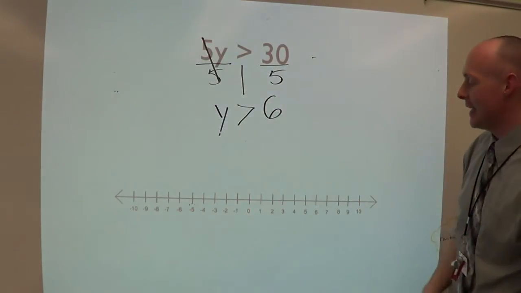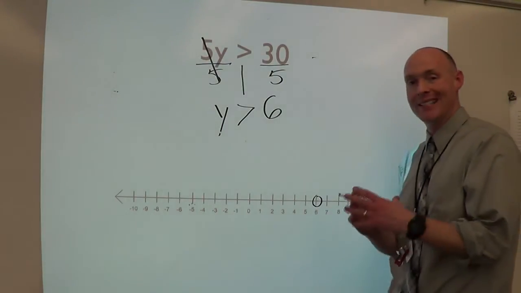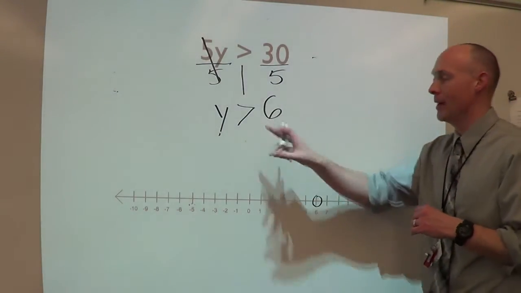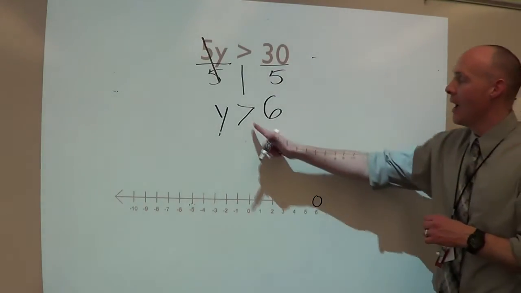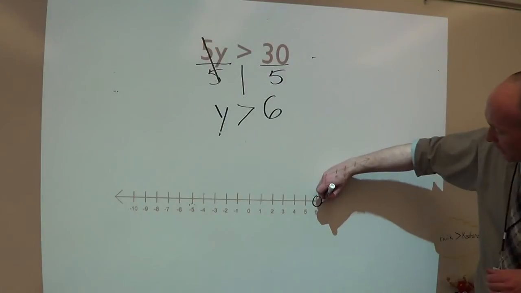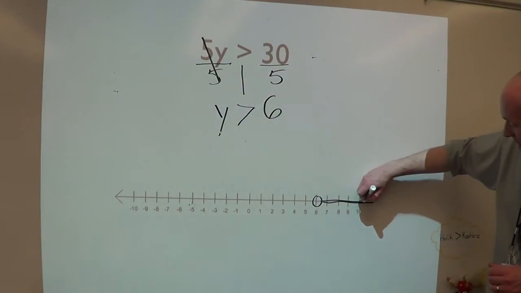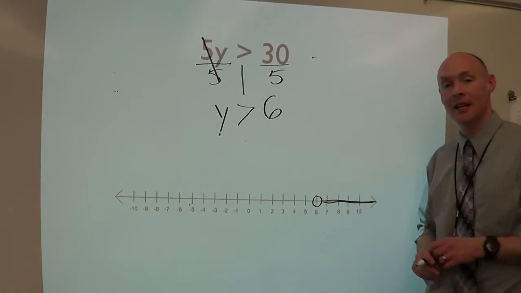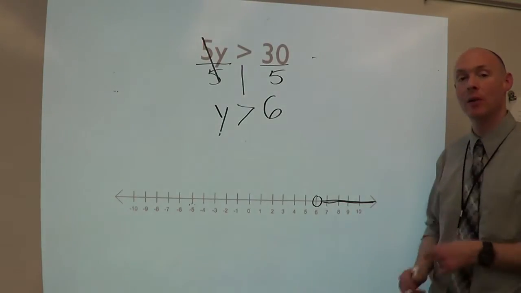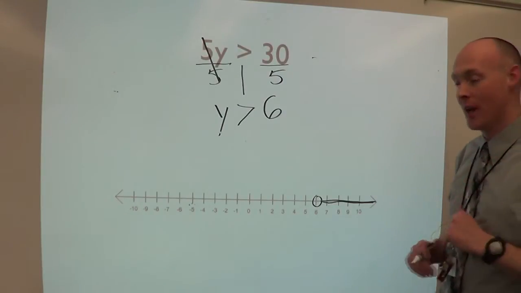Y is greater than 6. So I start at 6, and I'm going to put my open circle, because 6 is not included when it says greater than. And y is greater than 6, so I'm going to fill in all of those lines that tell me it's greater than 6. And that is how we would graph the result of our inequality. Let me show you another one.